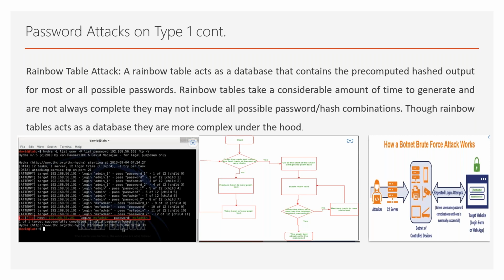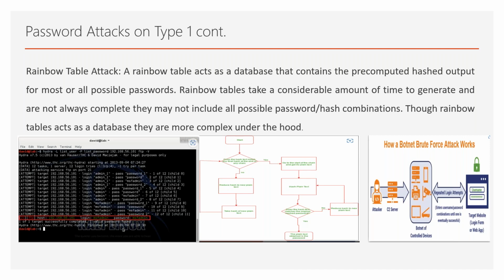Whereas what do you mean by a brute force attack? In a brute force attack, you have an attacker and a command and control server, where the command and control server is controlling a botnet of controlled devices, and it is consistently performing failed login attempts to find the password of the web application. So these are the types of attacks on type 1 authentication.